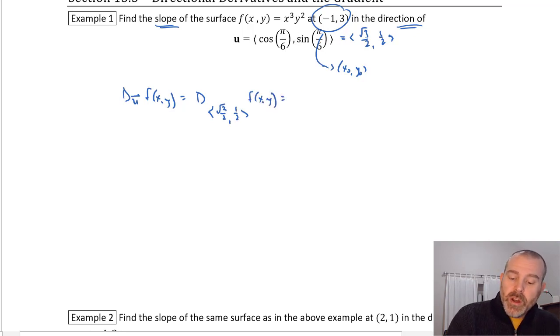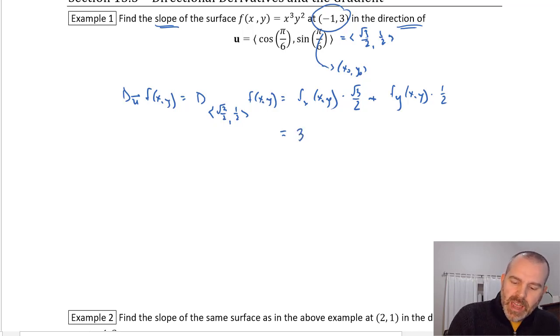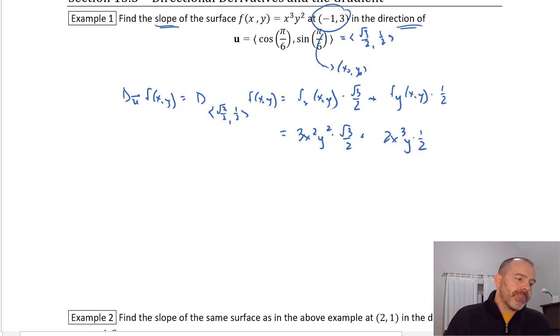So according to our theorem, that should be the partial derivative with respect to x times cosine theta, which is square root of 3 over 2, plus the partial derivative with respect to y times 1/2. And so if we take those partial derivatives, the partial derivative with respect to x is 3x squared y squared times square root of 3 over 2. And the partial derivative with respect to y, 2x cubed y times 1/2.